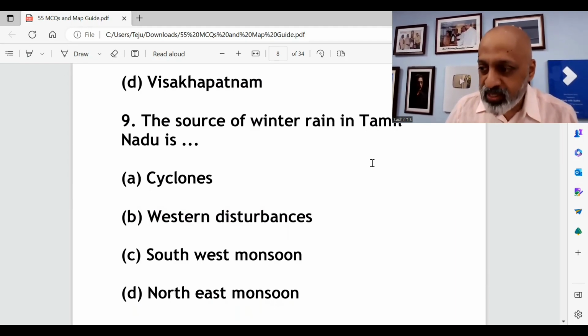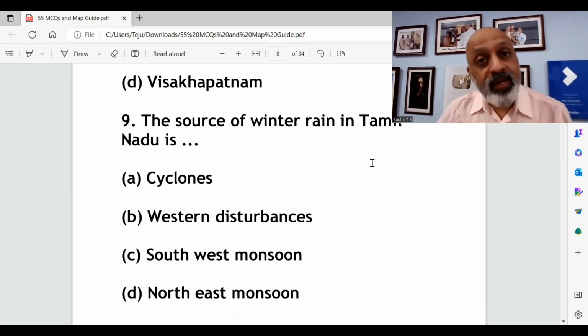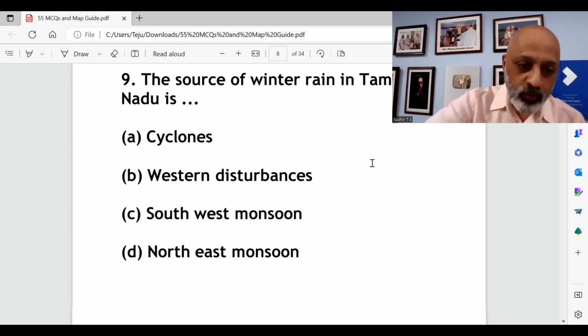The source of winter rain in Tamil Nadu is cyclones, western disturbances, southwest monsoon या northeast monsoon. बताओ. Which is the right answer to question number 9? The correct answer is D, northeast monsoon.